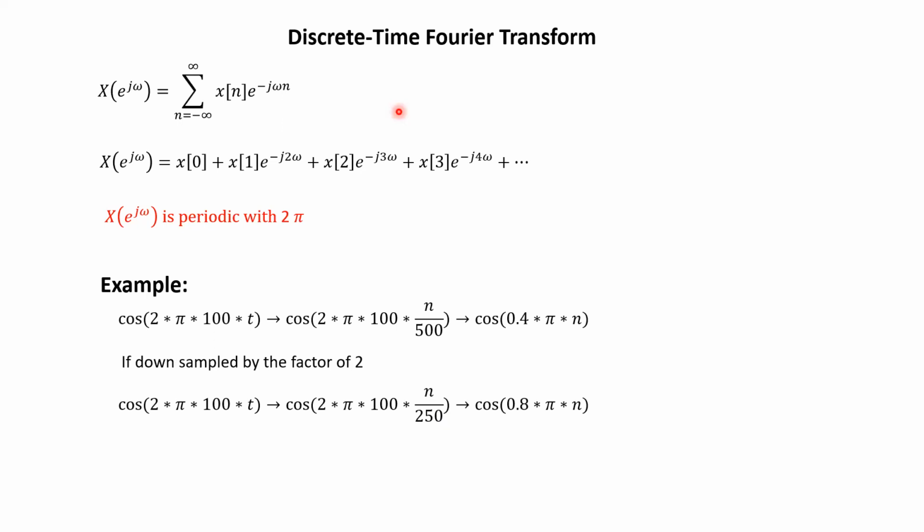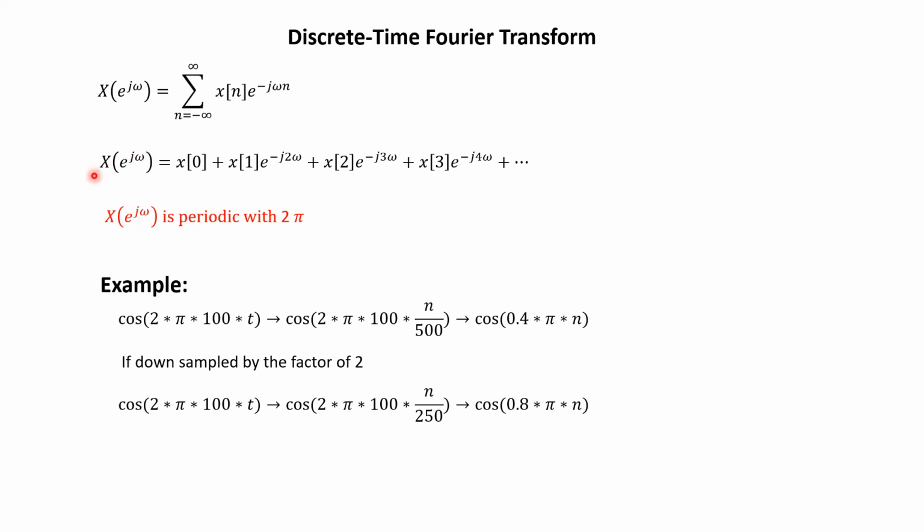Let's say the signal x[n] is a causal signal, defined only for n equals 0 and greater. Then this summation will go from n equals 0 to infinity, and you can expand this equation. If you expand this expression, you will get x0 plus x1 e to the power minus j omega, plus x2 e to the power minus j2 omega, plus x3 e to the power minus j3 omega, and so on. This way we get the Fourier transform of your given discrete signal.